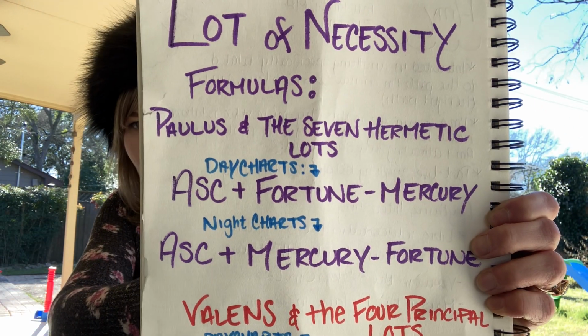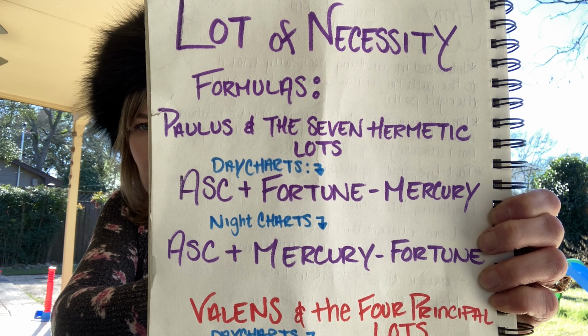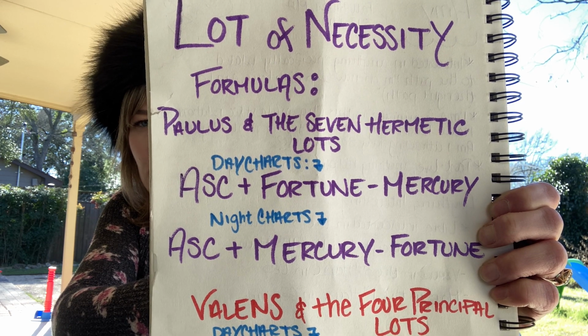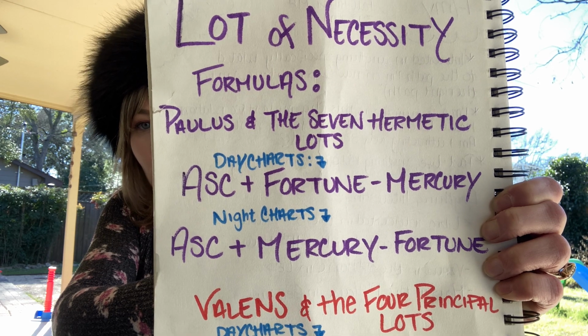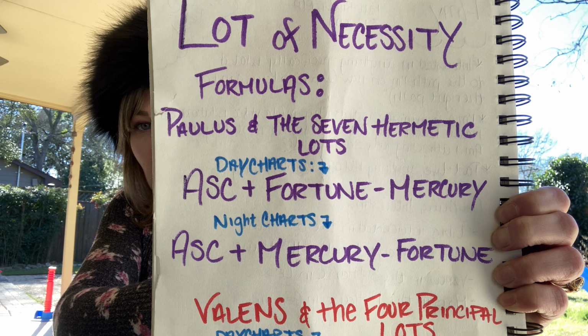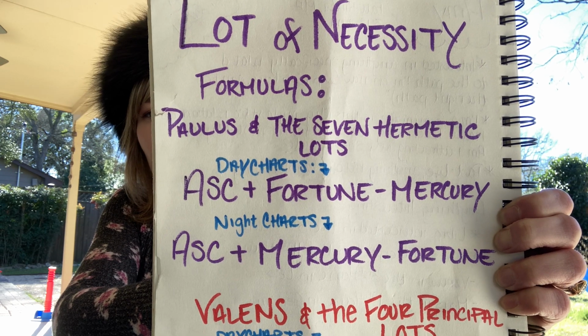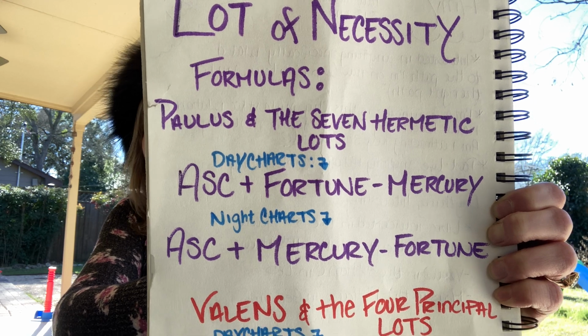Okay, so one way to calculate it would be the ascendant plus part of fortune minus Mercury for a day chart. For a night chart, it would be the ascendant plus Mercury minus the part of fortune. And that would be the Mercury lot, or one of the 7 hermetic lots.